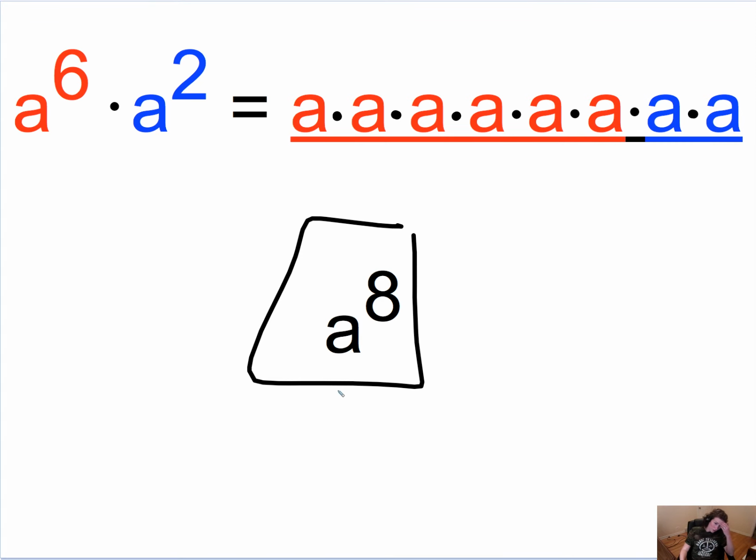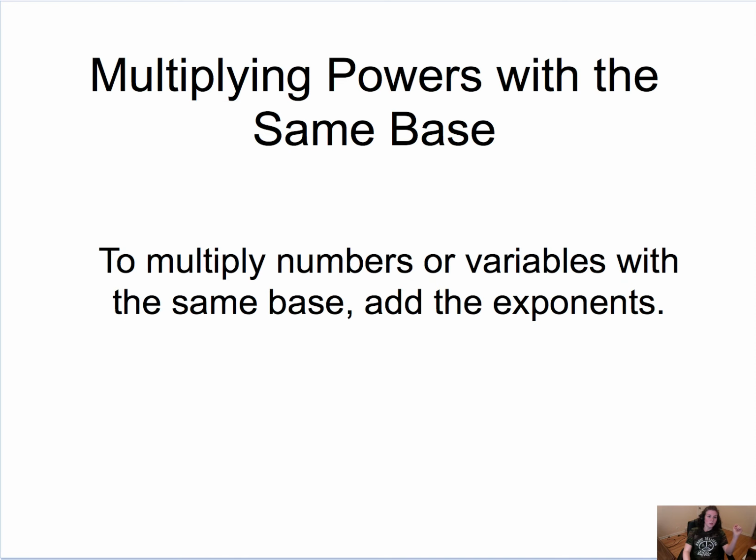So now if you've figured out the rule here, there is a shortcut. Instead of writing out all the a's or writing out all the 2's or whatever the base is, you can add the exponents. So make sure you write this whole slide in your notes. When you are multiplying powers with the same base, you add the exponents.